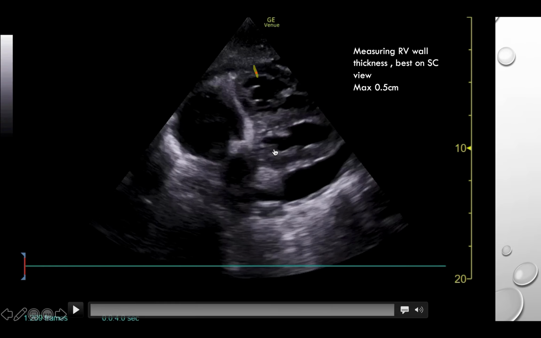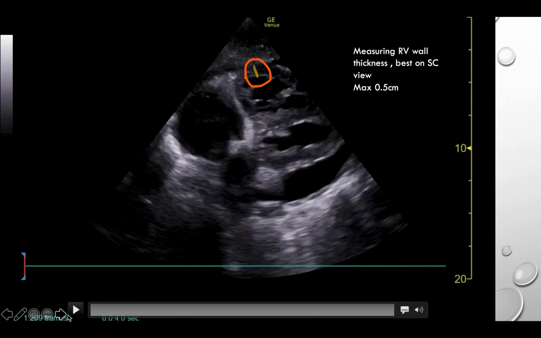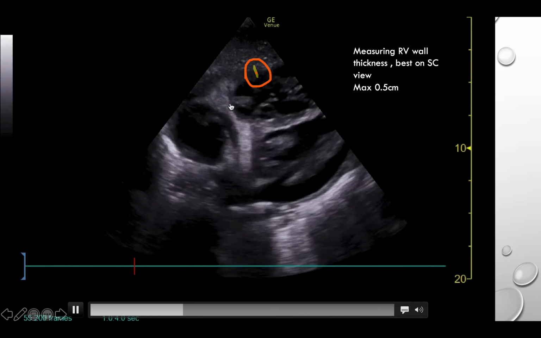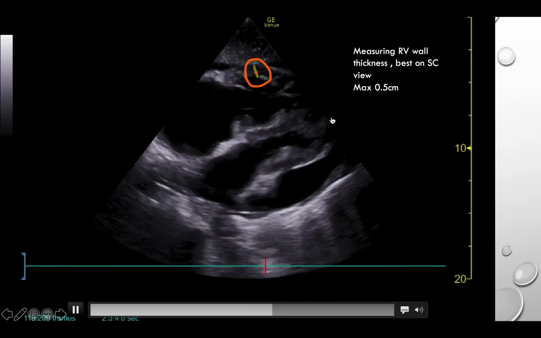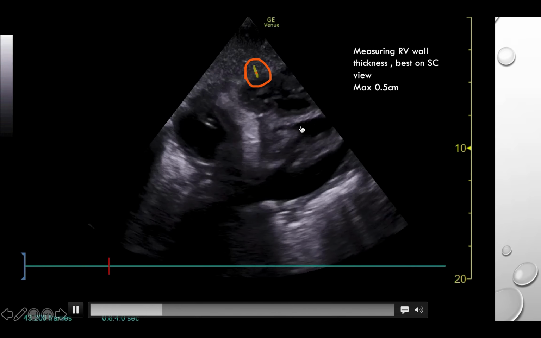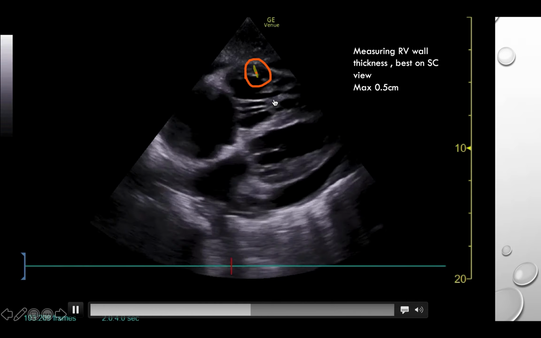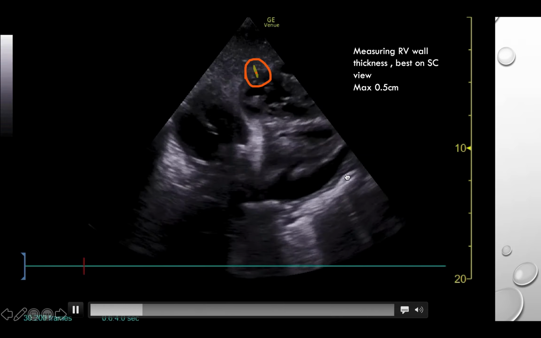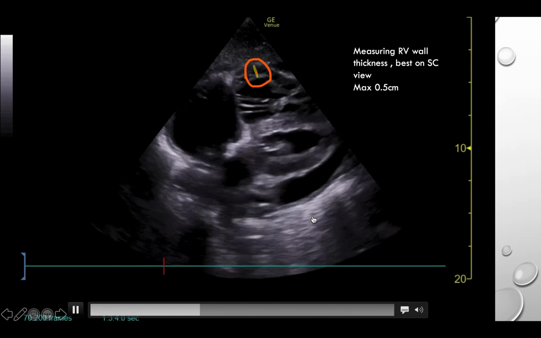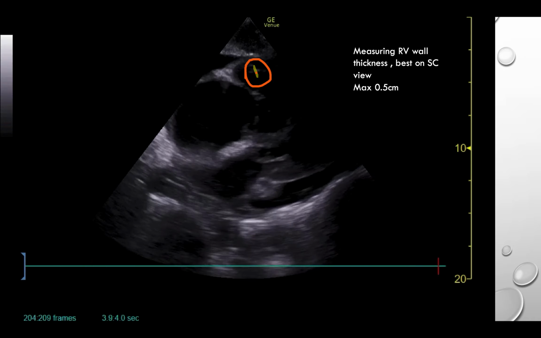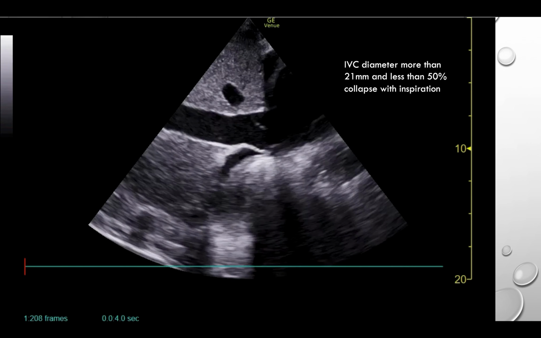Moving over to the subcostal view, the one important thing that you see in subcostal view is the thickness of the RV wall. And clearly it's more than 0.5 centimeter. Again, you see the right ventricle trabeculation, and you see a small amount of effusion there. So this patient had more effusion posteriorly, which obviously makes it harder to tap. And moving on to IVC.